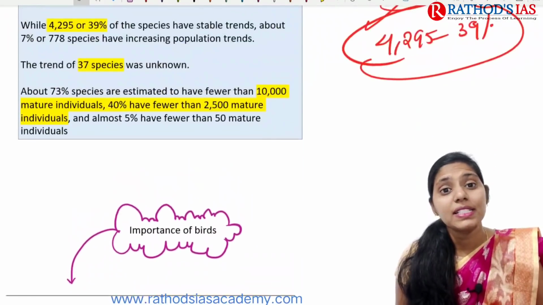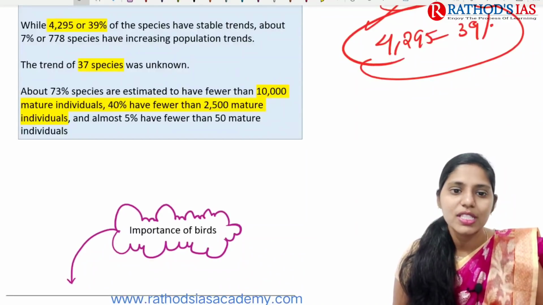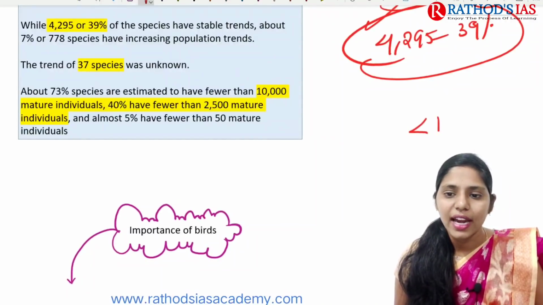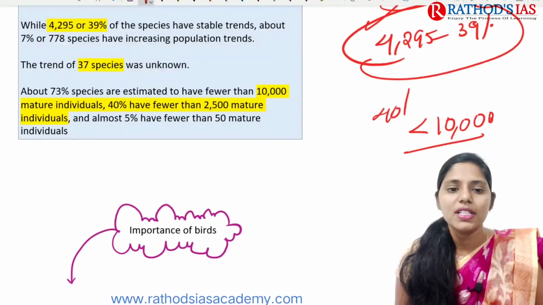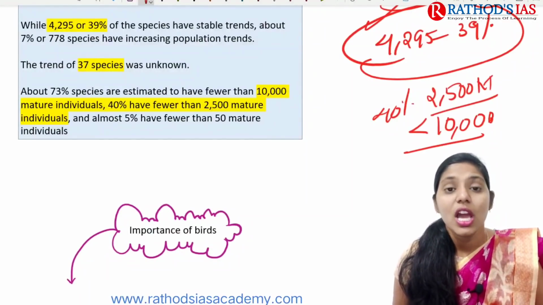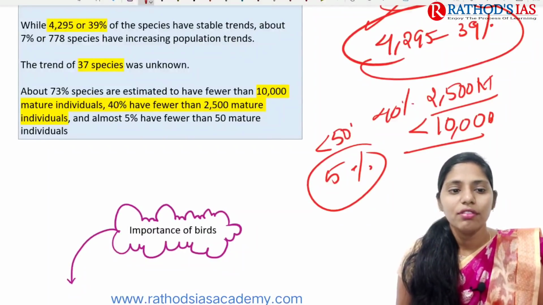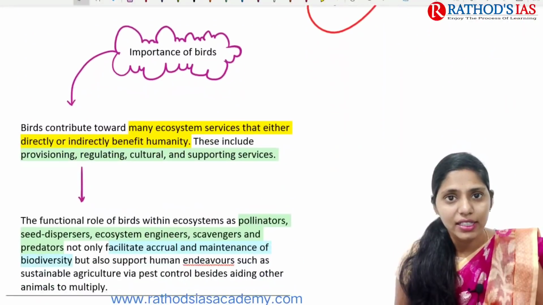About 73% of the species are estimated to have less than 10,000 mature individuals, 40% have less than 2,500 mature individuals, and almost 5% have fewer than 50 mature individuals. So these are some highlights or data regarding this report.